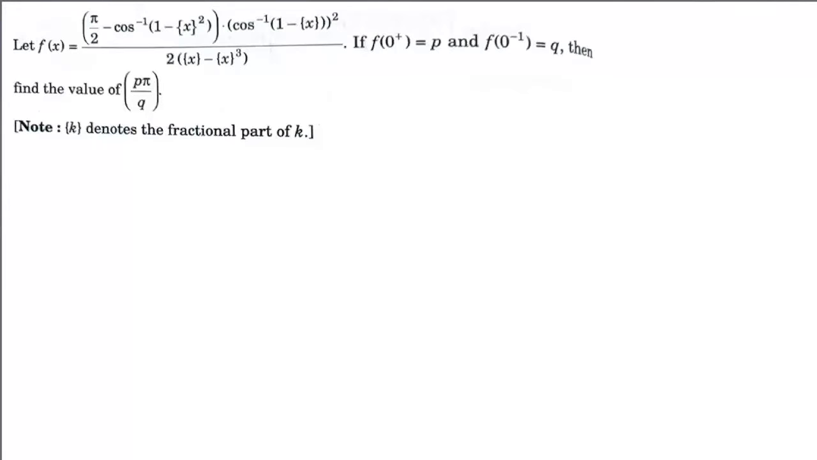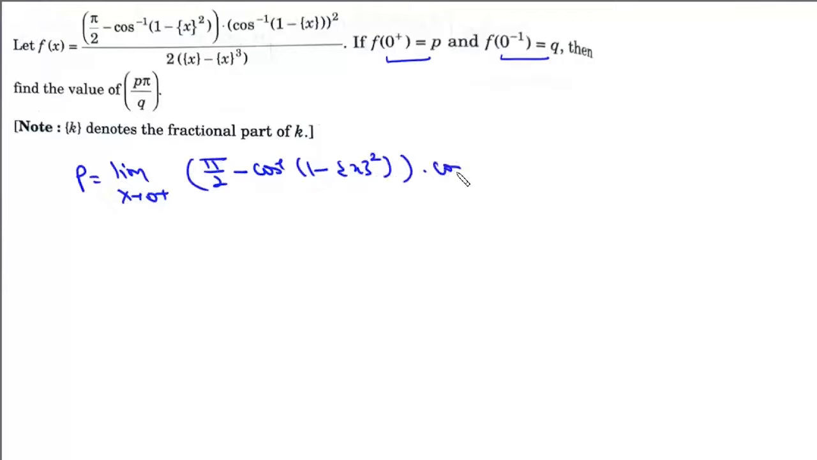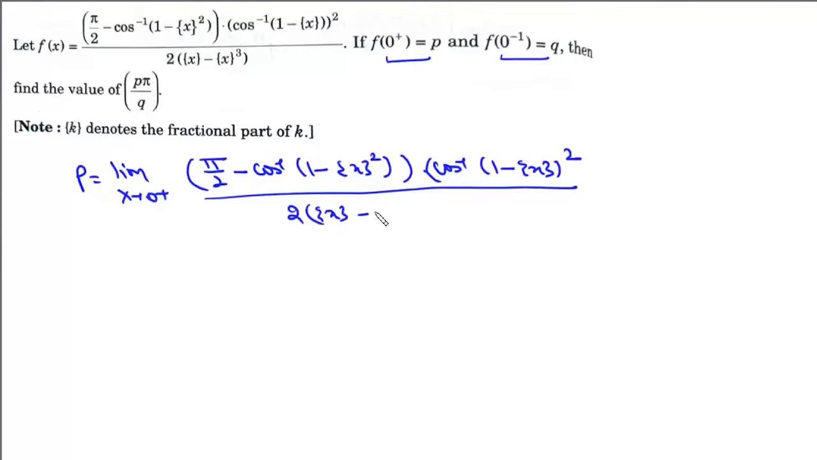Now here the question is, we are given this function f(x), and it says f(0 positive) is p and f(0 negative) is q. Now p is the limit as x tends to 0 positive of (pi by 2 minus cos inverse(1 minus fractional part of x square)) into cos inverse(1 minus fractional part of x whole square), and this is divided by 2 times (fractional part of x minus fractional part of x whole cube).